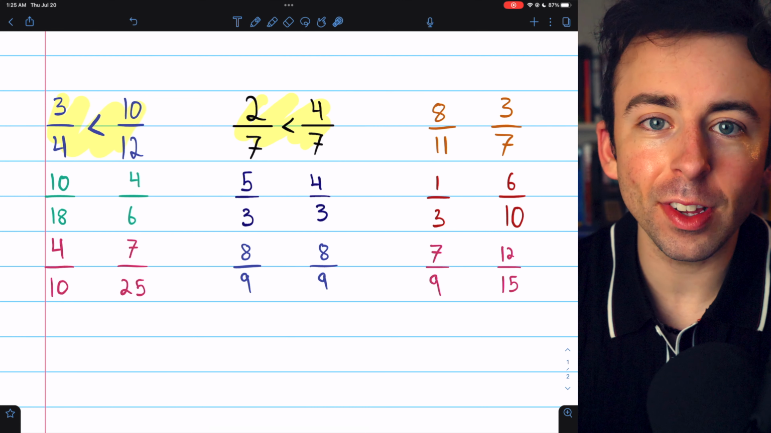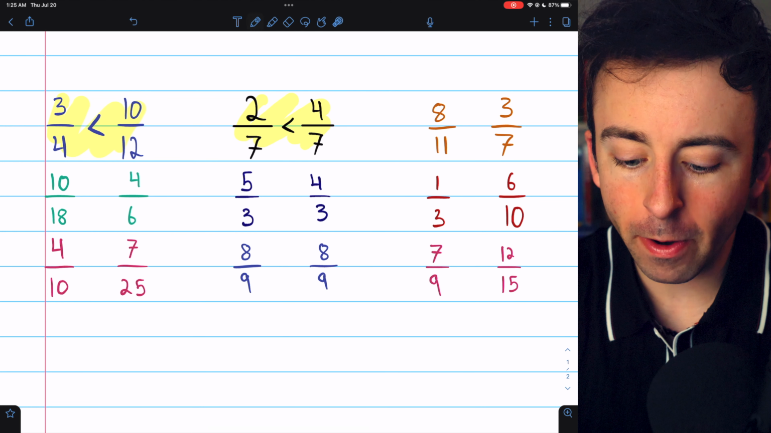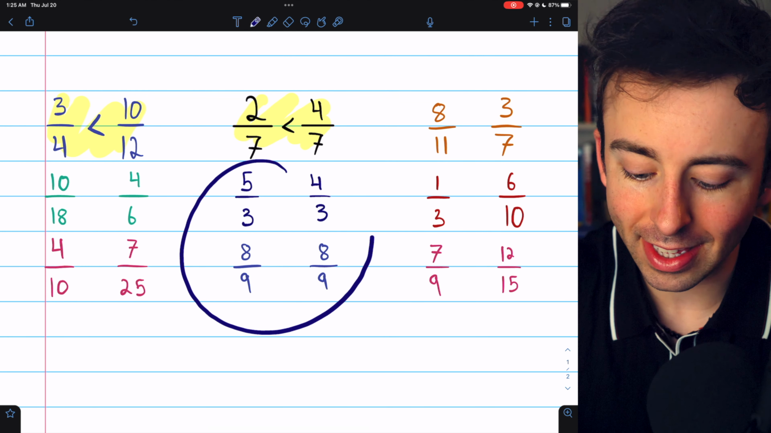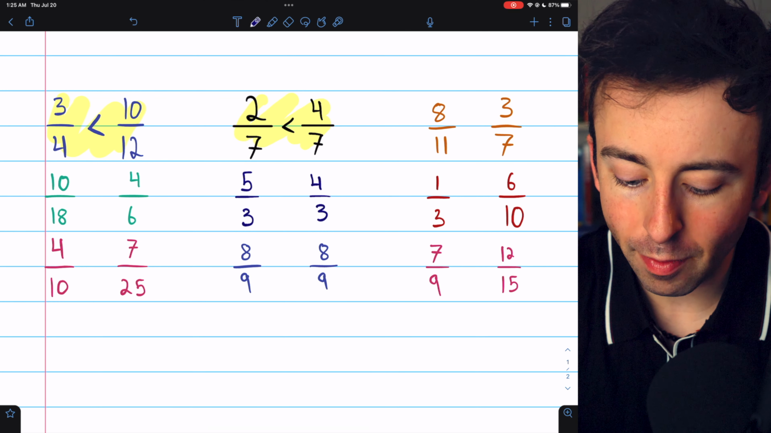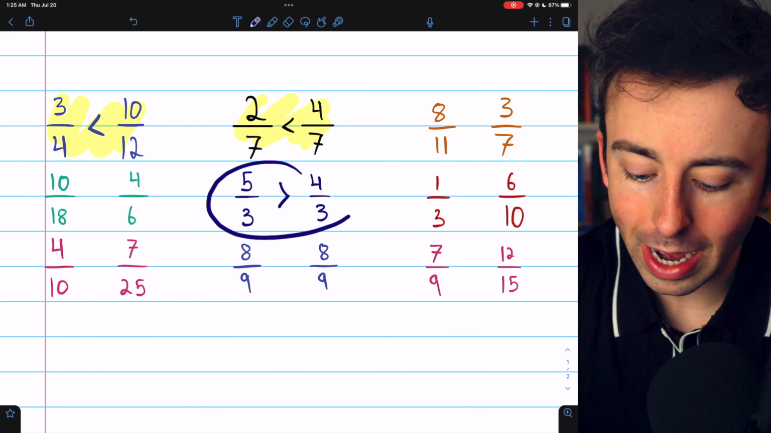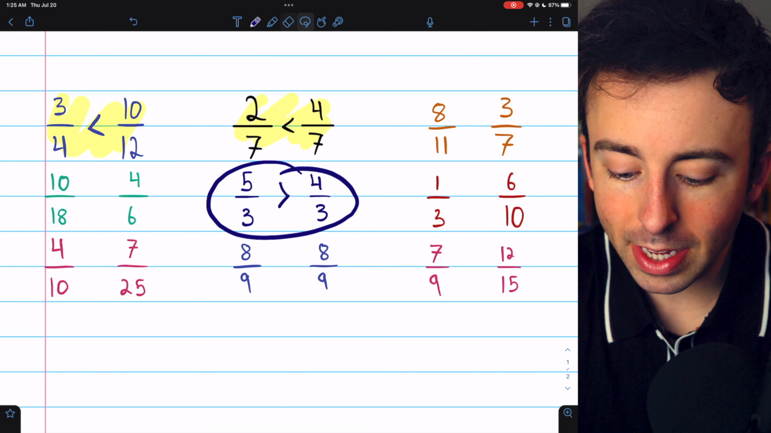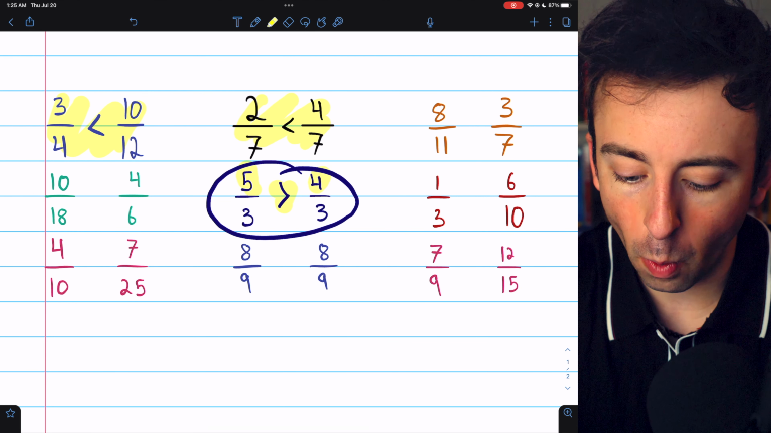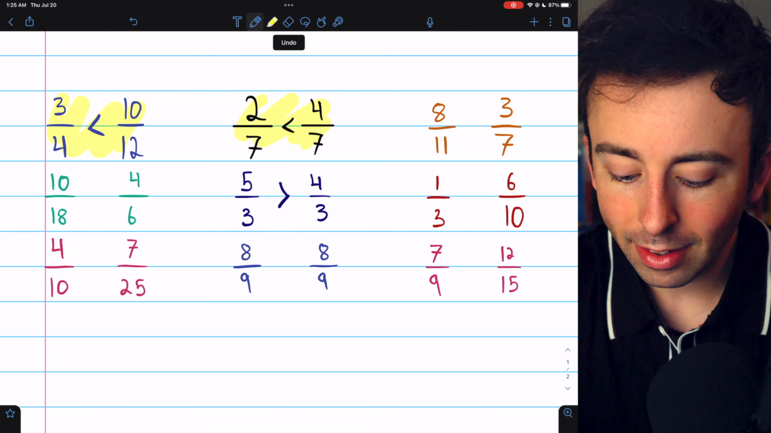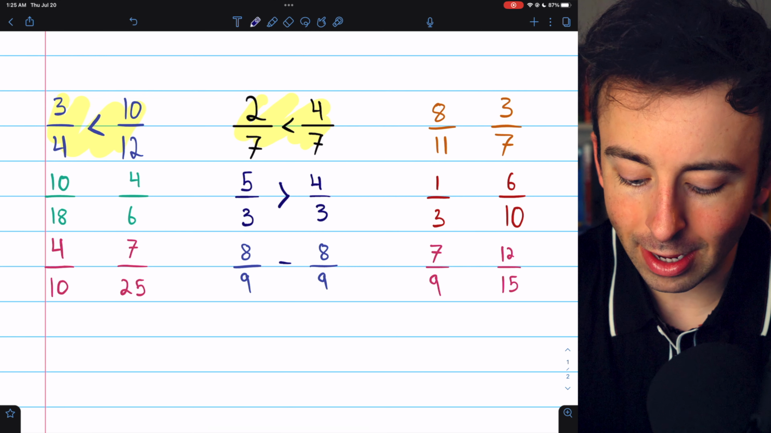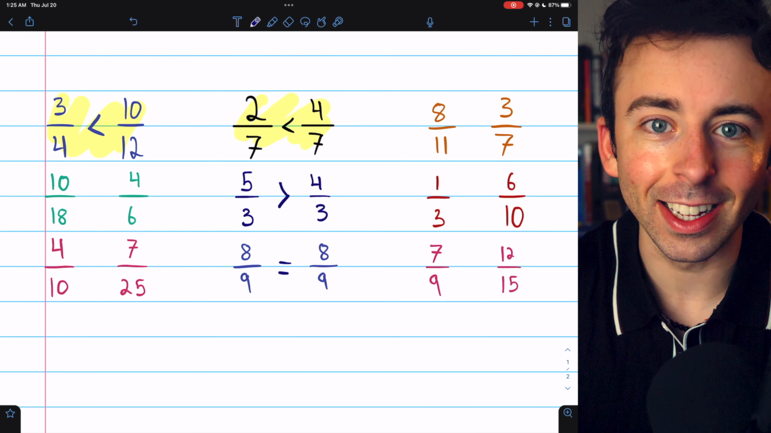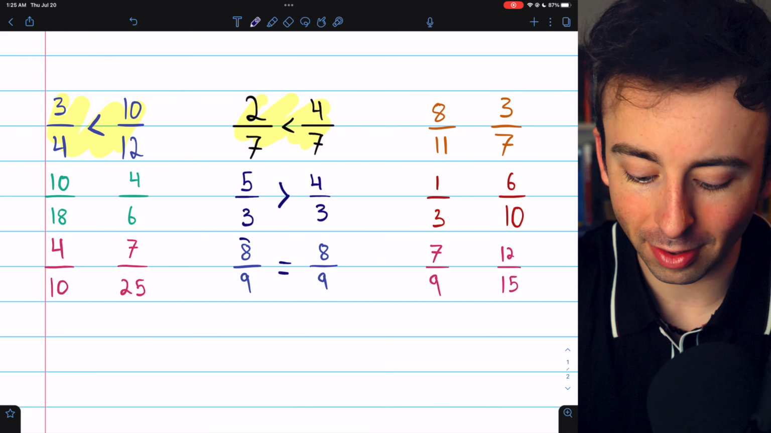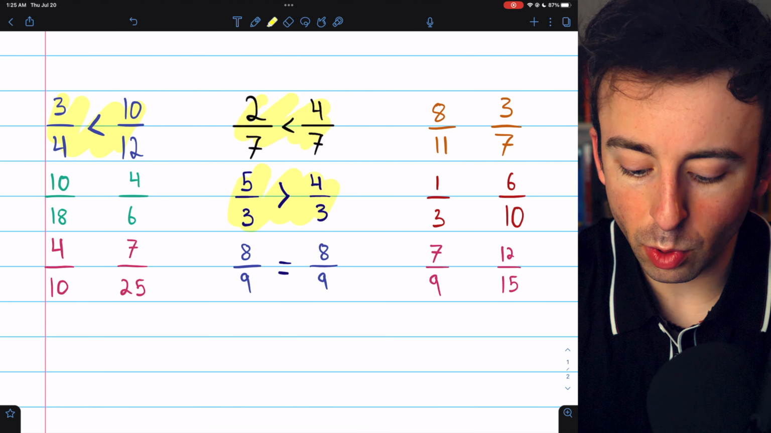Again, if the fractions have the same denominator, comparing them is really easy, like in these two examples. Certainly 5/3 is greater than 4/3 because 5 is greater than 4. It's as simple as that. Similarly, 8/9 is equal to 8/9. The denominators are the same, and 8 equals 8. Clearly, those are equal fractions. We can highlight the problems we've completed.